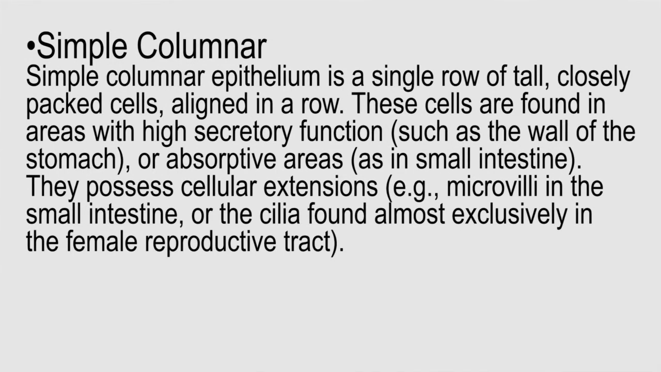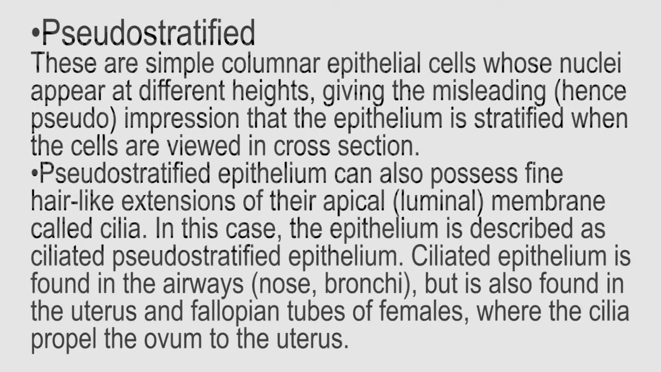Simple columnar. Simple columnar epithelium is a single row of tall, closely packed cells, aligned in a row. These cells are found in areas with high secretory function, such as the wall of the stomach, or absorptive areas, as in the small intestine. They possess cellular extensions, e.g., microvilli in the small intestine, or the cilia found almost exclusively in the female reproductive tract.